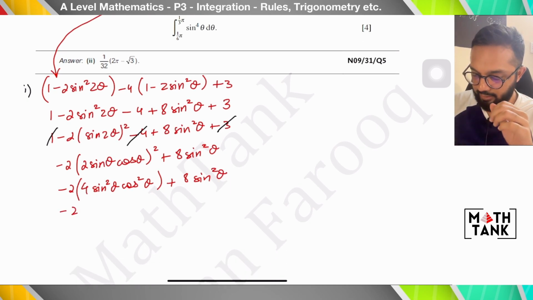Now I don't need cos theta, so I'm going to again change that to 1 minus sine square theta.